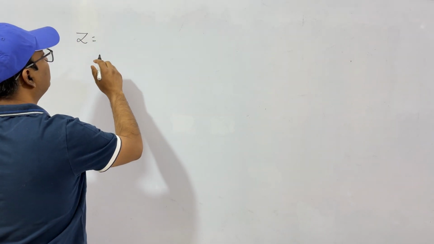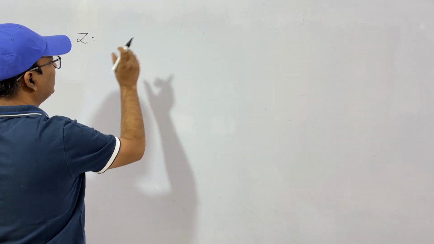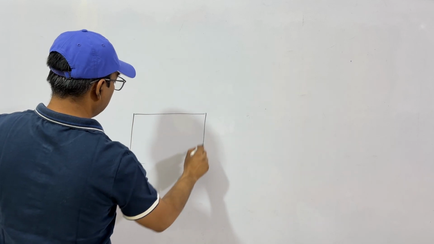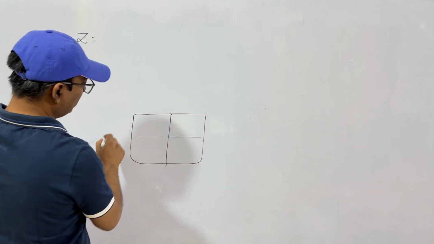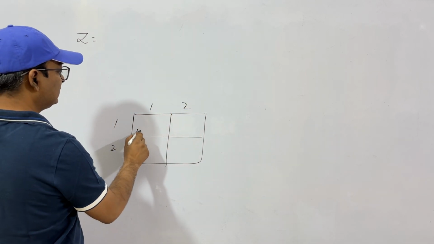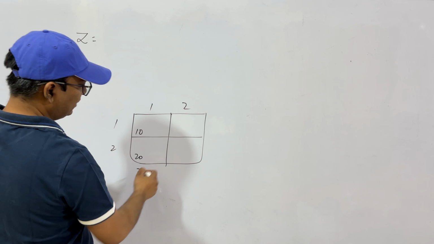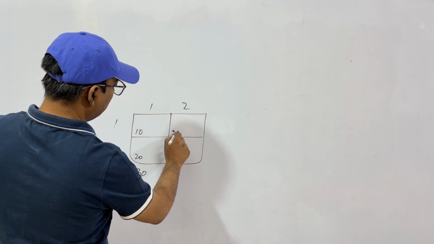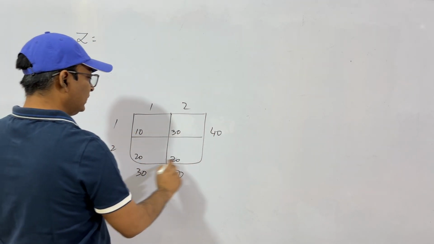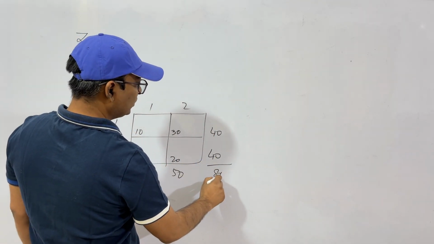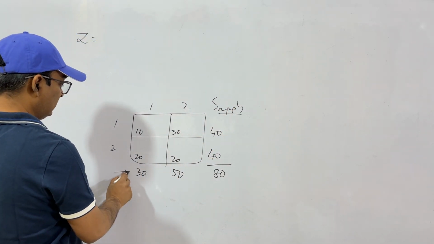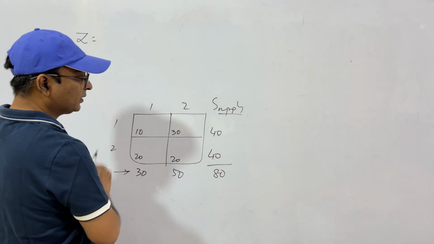What it will be? Let me draw it. We have 2 supply units, 1 and 2, and 2 demand units. Let's say this is 10, this is 20, so this is the 30 demand of this. This is 30 and 20, so this is 50. This will be 40. That is, this unit produces 40 units and this unit also produces 40 units. So supply side, total supply is 80 units, and demand side, this is 30 plus 50, 80.